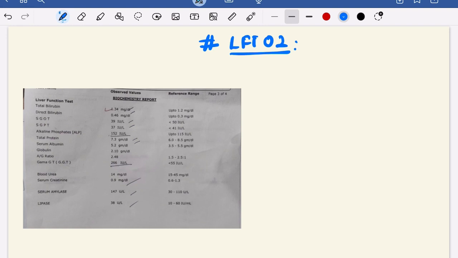Today, we are going to interpret a real life case LFT which came to our hospital. And without wasting much time, let's begin the discussion.